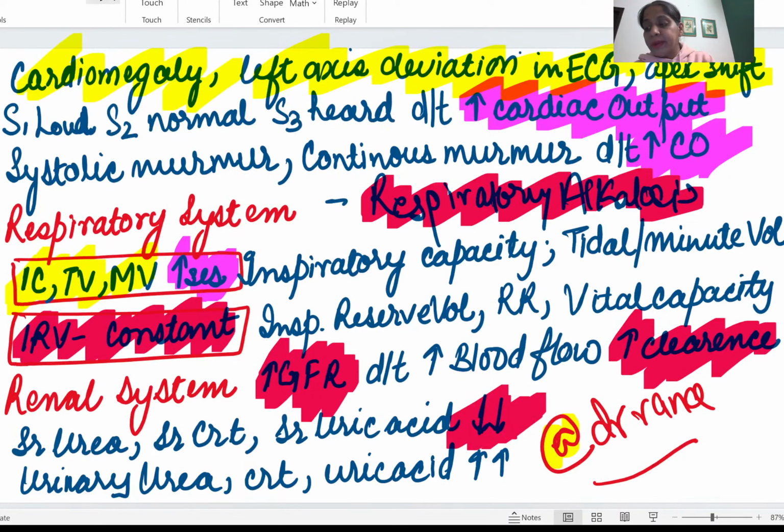Their values decrease in the blood, whereas urinary urea, creatinine and uric acid values increase. There is only a slight decrease in the blood values. So the values of urea, creatinine and uric acid decrease in the blood due to their increased clearance, due to the increase in the glomerular filtration rate, and their values in the urine increase. I hope it is clear to you.